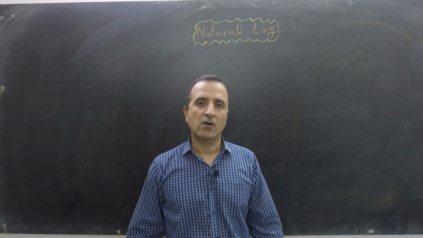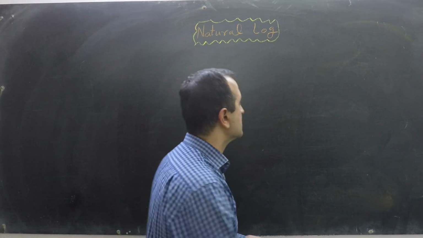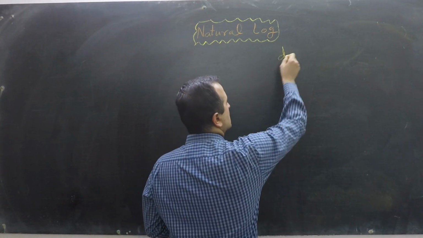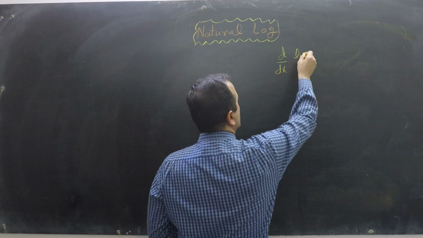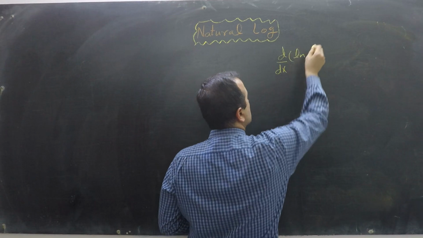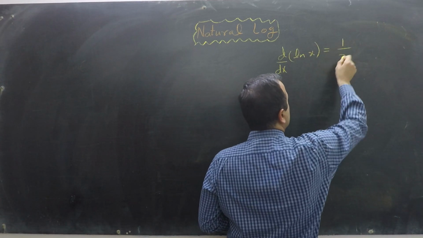Let's learn how to find the derivative of natural log. The derivative of natural log of x is equal to 1 over x.